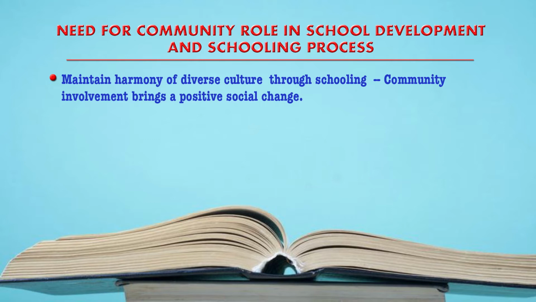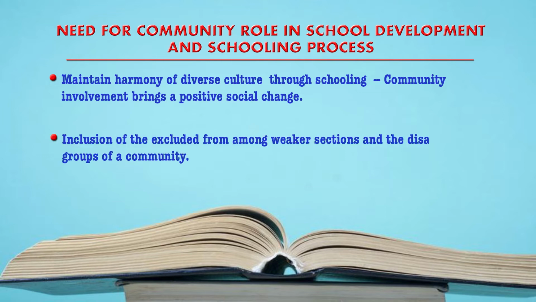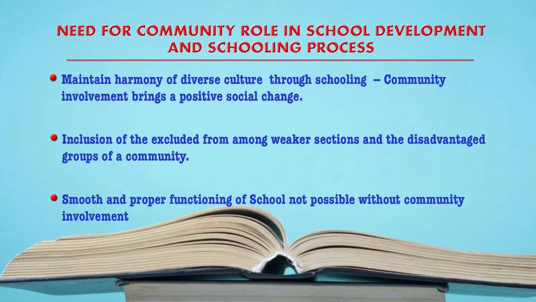Another important thing is communal harmony of a diverse culture through schooling, in which community involvement brings a positive social change. Inclusion of the excluded from among the weaker sections and the disadvantaged groups of a community is another important aspect where community role is required, and smooth and proper functioning of school is not possible without community involvement. Our policy makers and educationists brought reforms in school education by bringing school and community together under the special laws and provisions.